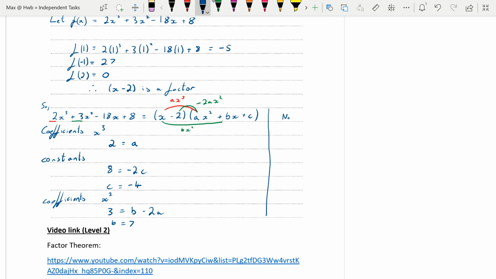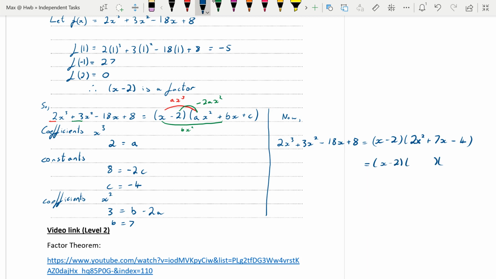Now what I can say is that my starting cubic, so 2x cubed plus 3x squared minus 18x plus 8, now equals x minus 2, and now I've got a quadratic by here, 2x squared, because a was 2, plus 7x, because b was 7, minus 4. And I need to factorize that second quadratic into a double bracket.